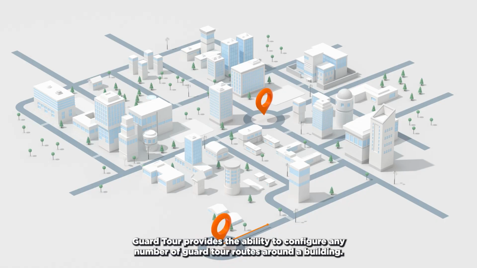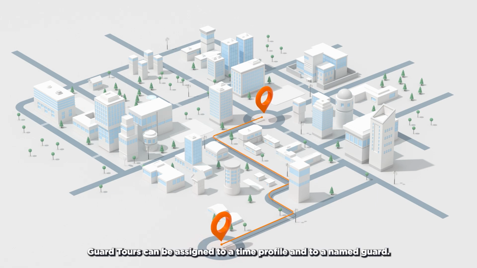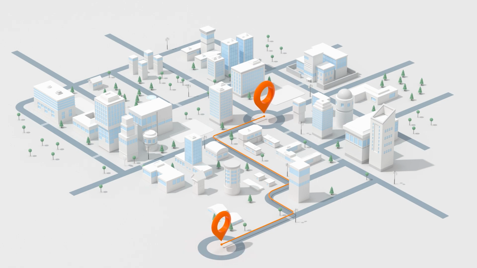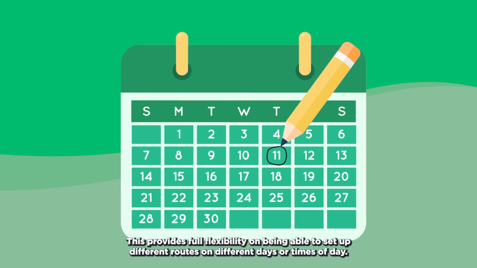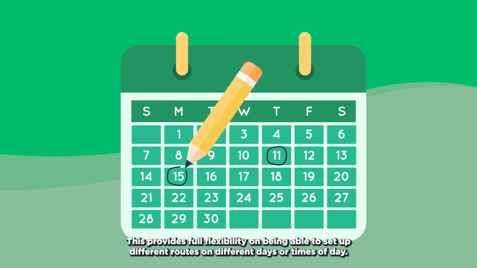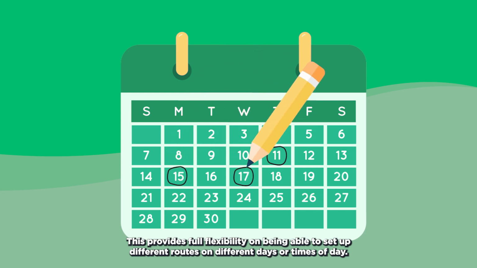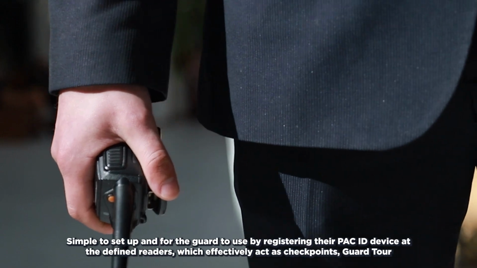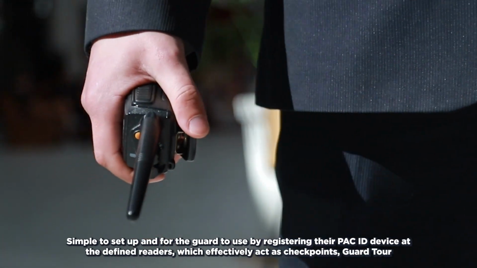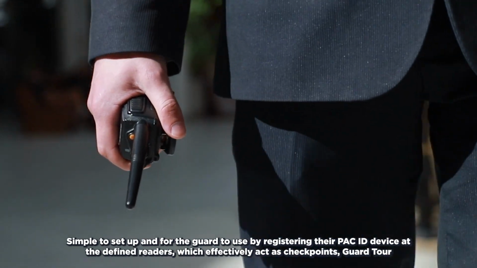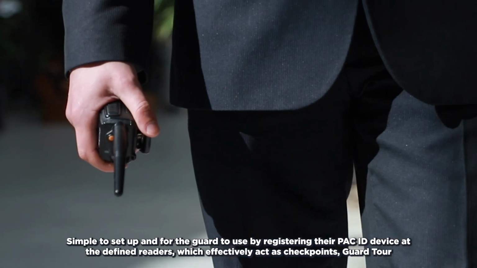Guard Tour provides the ability to configure any number of guard tour routes around a building. Guard tours can be assigned to a time profile and to a named guard. This provides full flexibility on being able to set up different routes on different days or times of day. Simple to set up and for the guard to use by registering their PAC ID device at the defined readers, which effectively act as checkpoints.